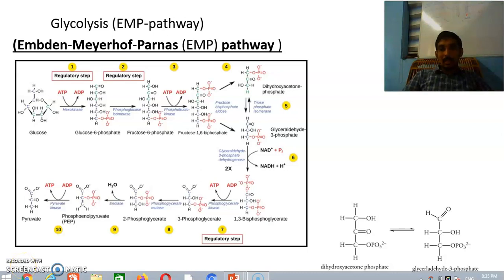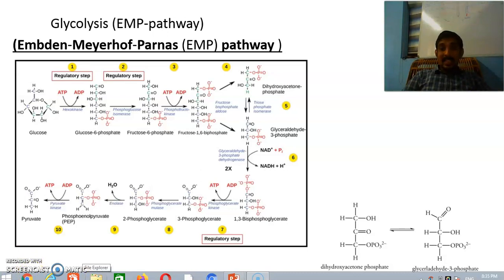So, the seventh step of glycolysis. During the seventh step, we'll get 2 ATP. That seventh step is catalyzed by an enzyme called phosphoglycerokinase, because it is a phosphorylation reaction. That is why it is called kinase. So here ADP is phosphorylated into ATP.